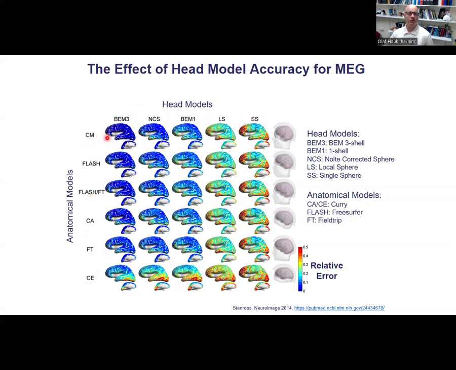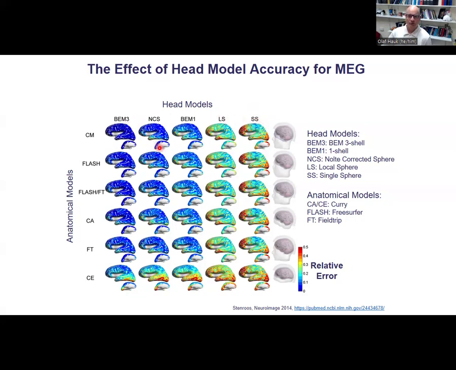And these are different head models, like the 3-shell boundary element model. This is an approximation based on local spheres. Oh, sorry, this is the local sphere. This is, I think, a multipole approach. I'm sorry if I don't remember the details right now. And this is the single shell model, probably the most simplistic approximation, just with a single sphere.